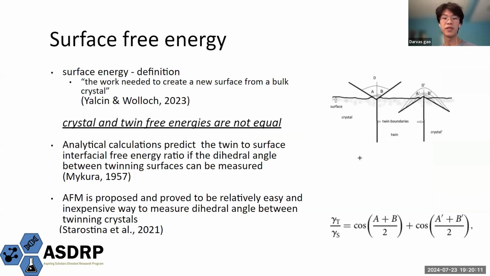And the method proposed in 1957 gives us a way to use the dihedral angle of the twinning planes to estimate the interfacial free energy ratio. This ratio gives us the twin boundary energy in the numerator and the surface free energy in the denominator. And these energies, as their names suggest, are related to the different energies within copper. One is related to the surface and the other is related to the twin boundaries. There are many other ways to estimate the interfacial free energy ratio, but they're all very difficult. So we will be using an AFM to measure the dihedral angle and thus calculate the interfacial free energy ratio.